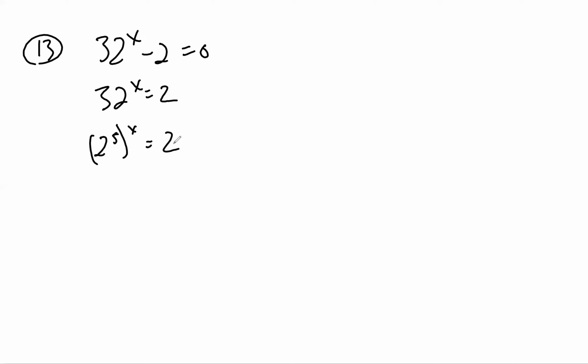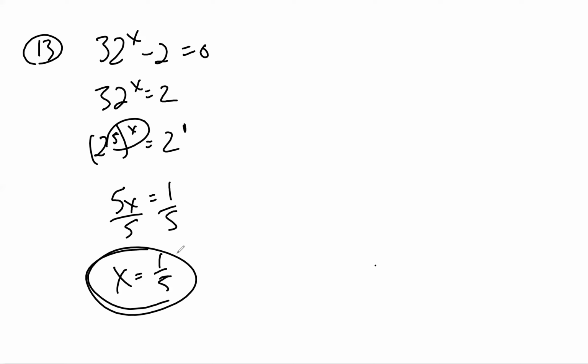This is just the number 2. Remember, when it's just a number, it is just raised to the first power. I take these two exponents, I multiply them together, and I say, okay, 5x is equal to 1. I divide both sides by 5. I get x is 1/5, and now I'm done.